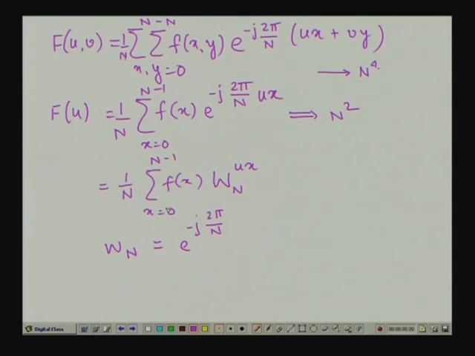Now, if I assume, which generally is the case, that the number of samples n is of the form 2 to the power n. So, if I assume that the number of samples is of this form, then this capital N can be represented as 2 into capital M. And let us see how this particular assumption helps us.